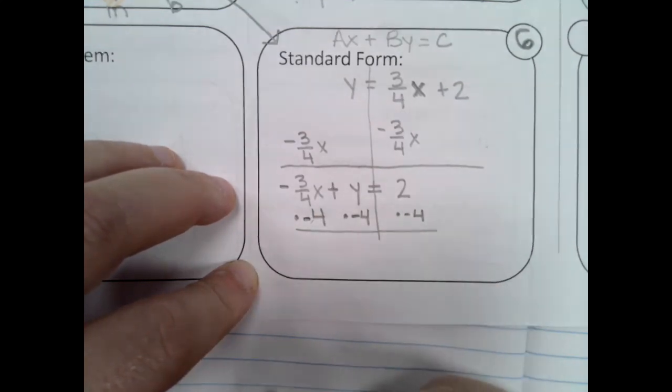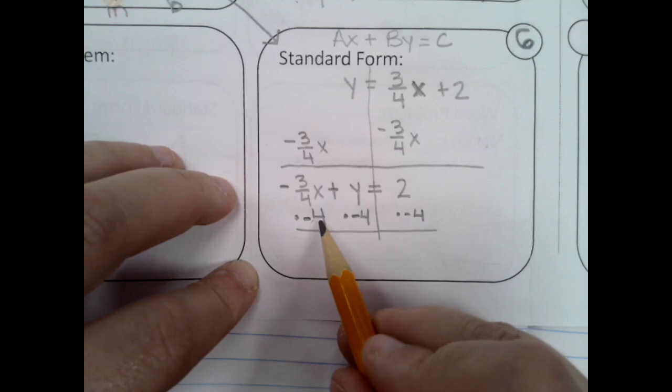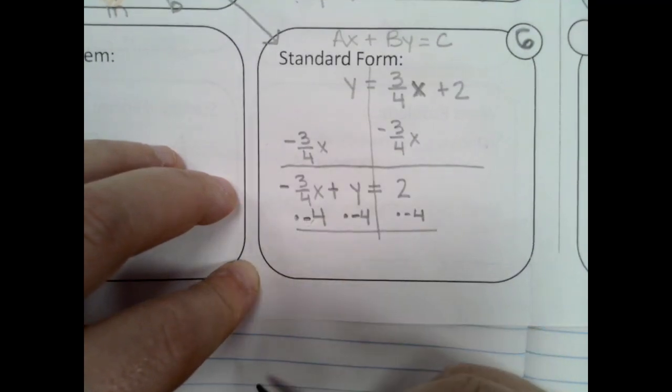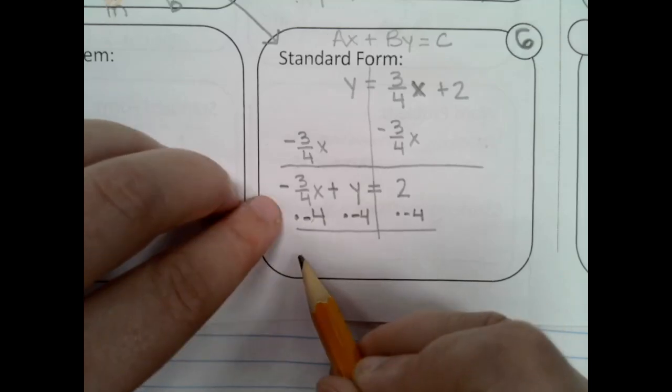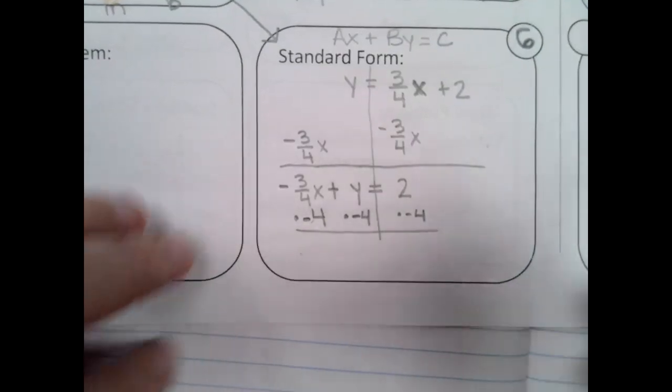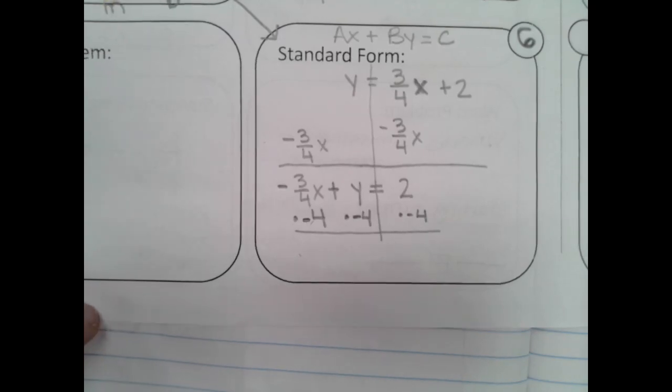To get rid of the fraction, because we need a whole number. And then we multiplied it by a negative to make it into a positive, because those are the rules of standard form. It has to have no fractions, has to be a positive whole number.